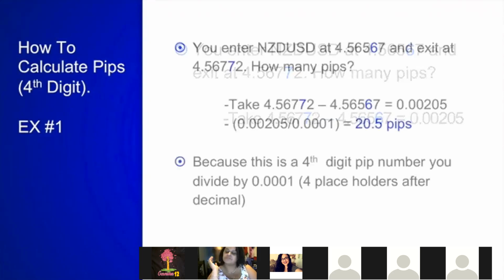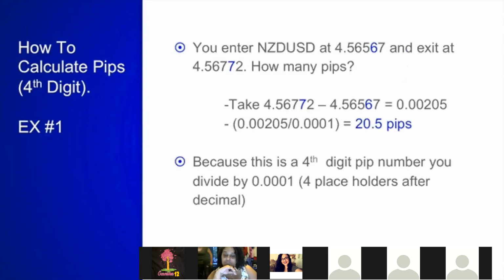Now, one way that you can find out how many pips were in this situation is you subtract them, and then you divide by 0.0001. That is going to equal 20.5 pips. Why did you want to divide by 0.0001? Because remember, the pip is the fourth digit after the decimal place. So if you divide by that decimal, you're going to get 20.5.